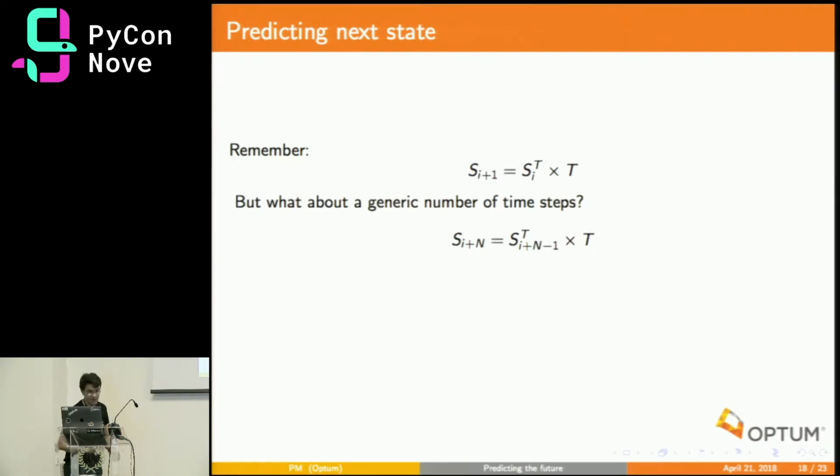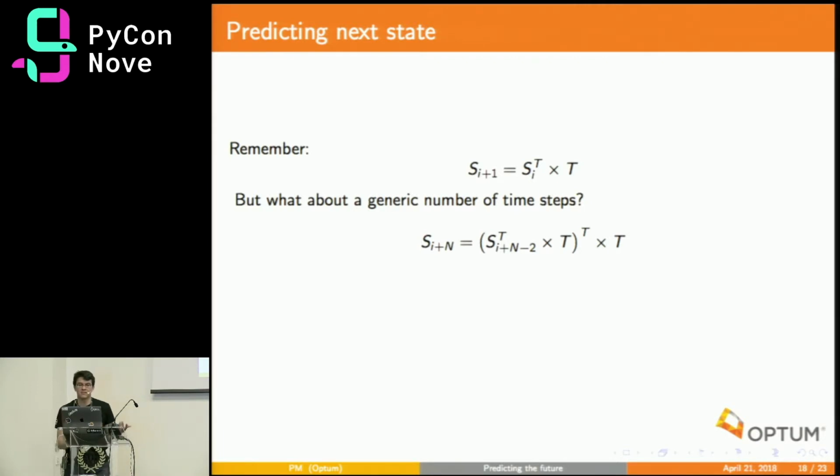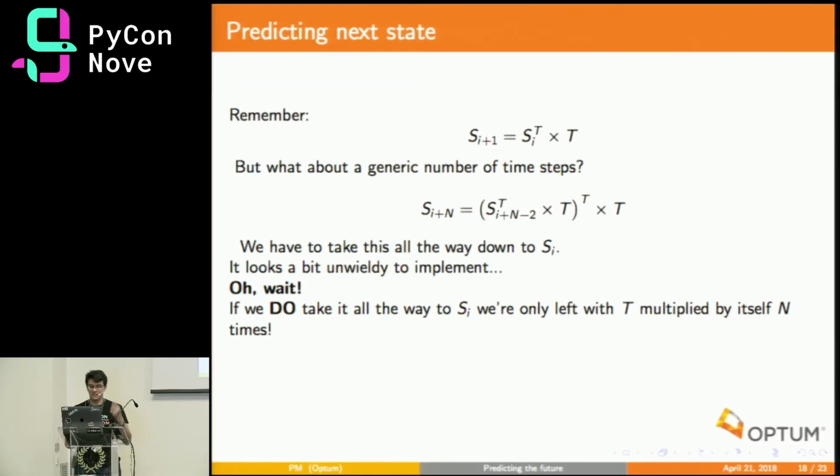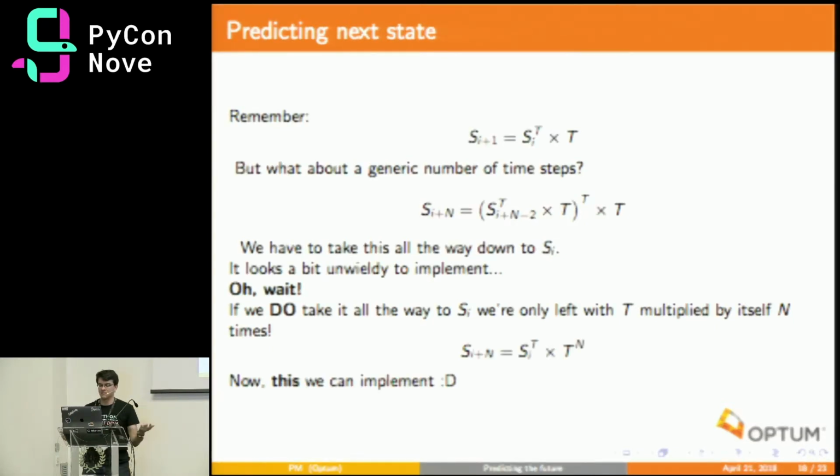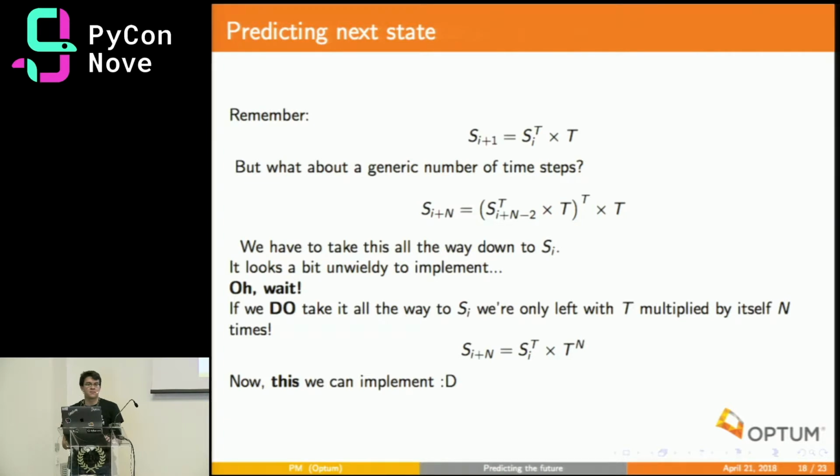But that item, S_{i+n-1}, is literally just S_{i+n-2} transposed times T, transposed times the transition matrix. And so on. This is a bit unwieldy to implement, isn't it? But wait. If we take this all the way down to S_i, then we're basically left with just S_i transposed times the transition matrix to the power of n. Any objections?